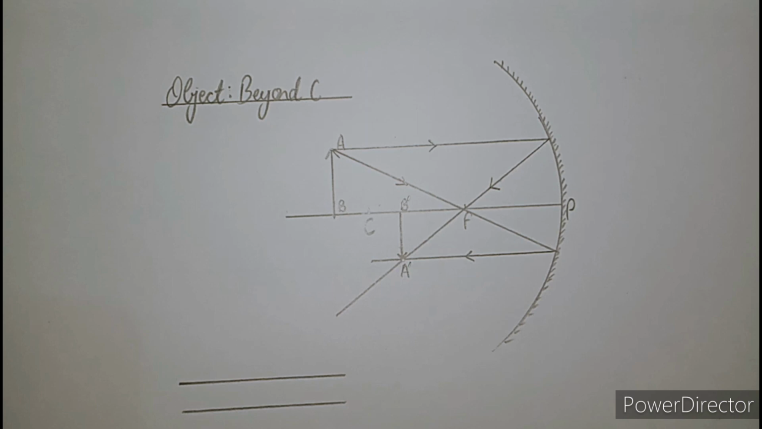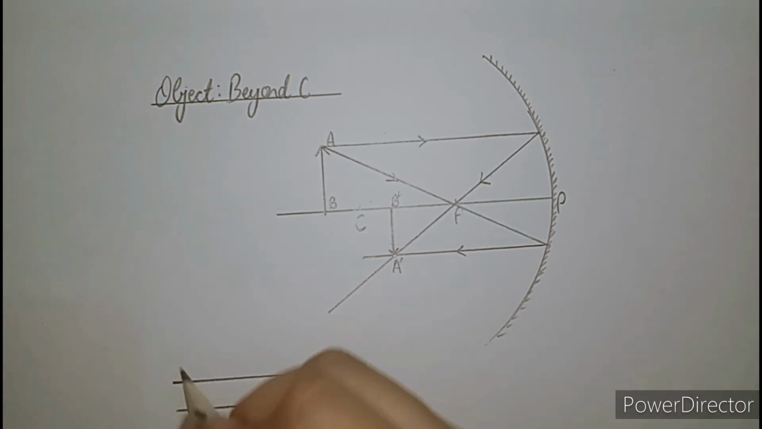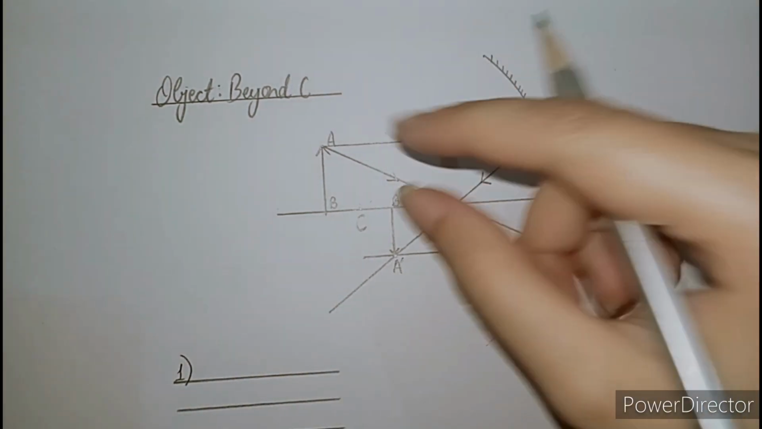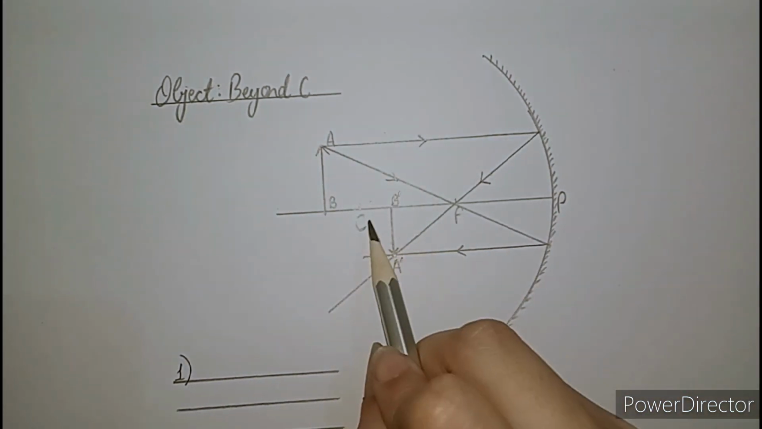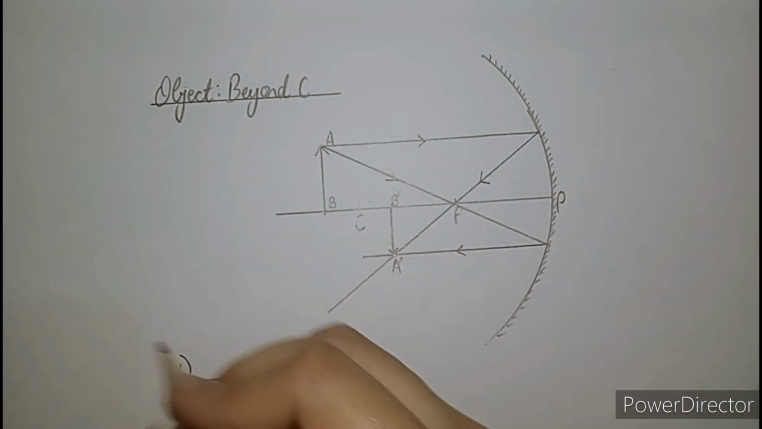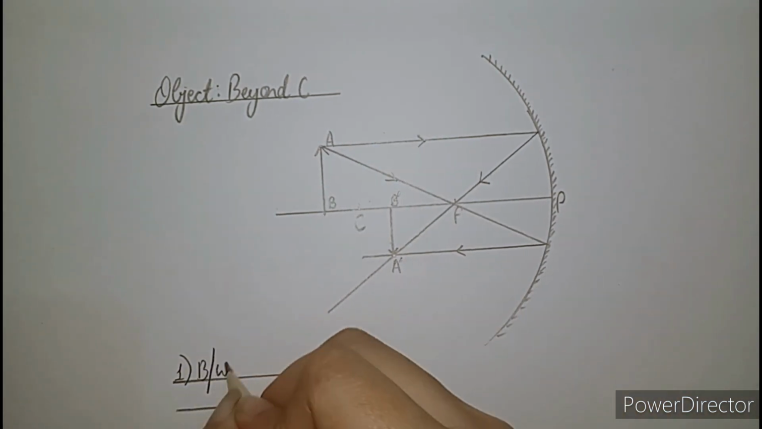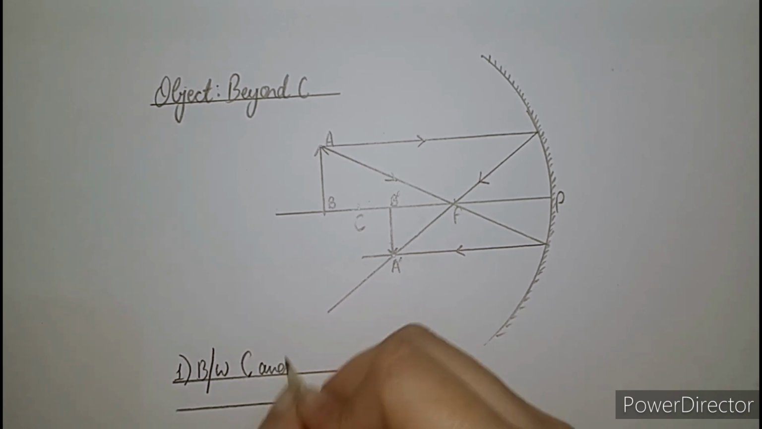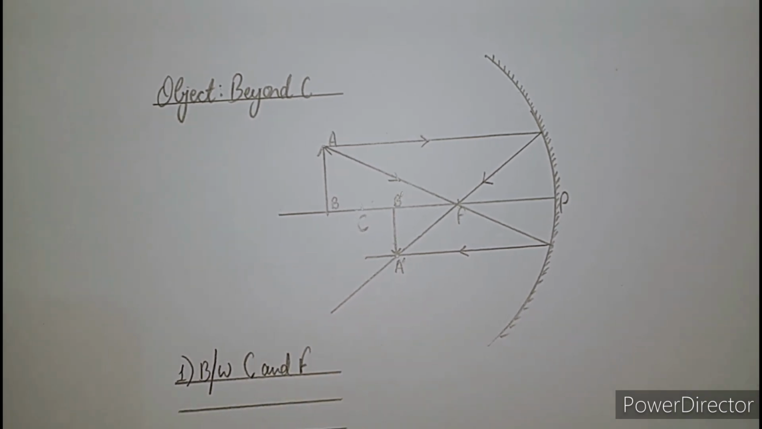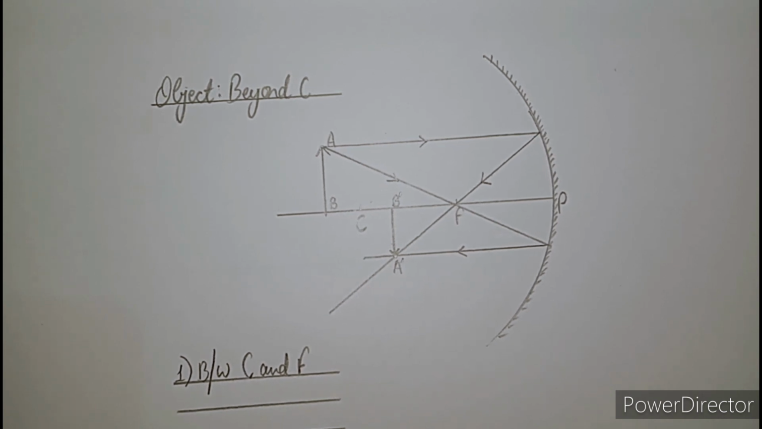So if we have to write three characteristics of image, what will it be? First, we'll notice where it is formed. It is formed between C and F. So we will write that the image is formed between C and F. You need to write it properly: between center of curvature and focus. I have written in short.